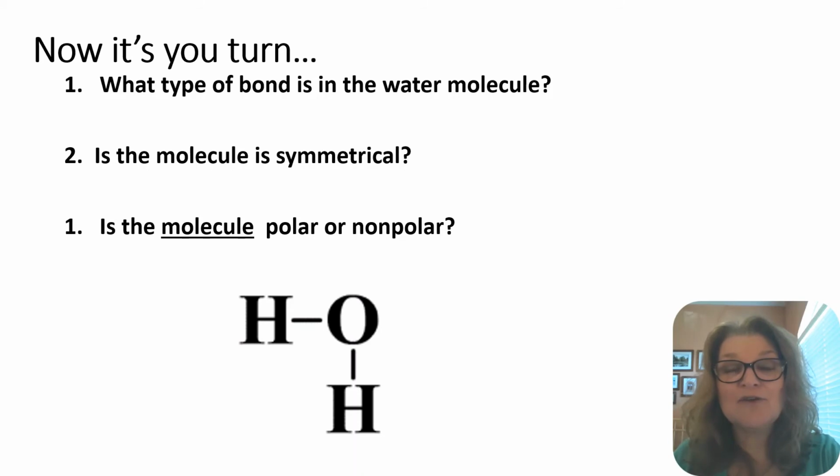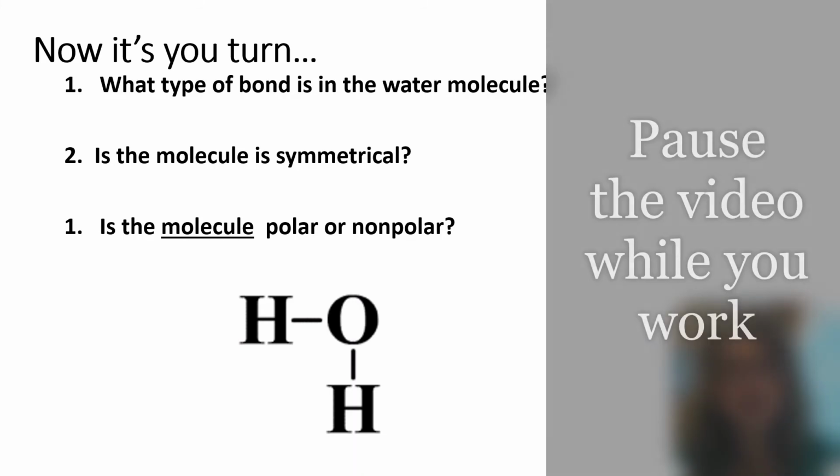And then find out if the molecule as a whole would be called a polar molecule or a nonpolar molecule. So you're going to want your flow chart handy so you can start at the top and work your way all the way down to the bottom until you figure out what type of molecule it is. And you're also going to need your electronegativity table. So pause the video while you work, and when you're done, you can start the video back up again.